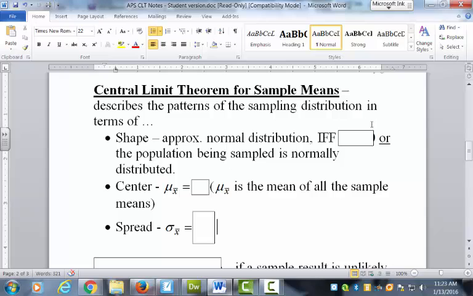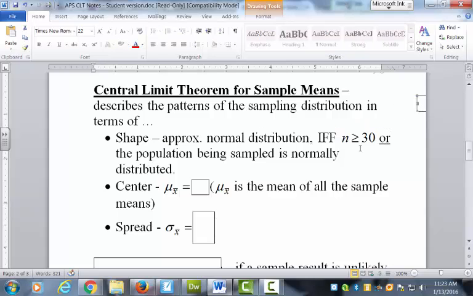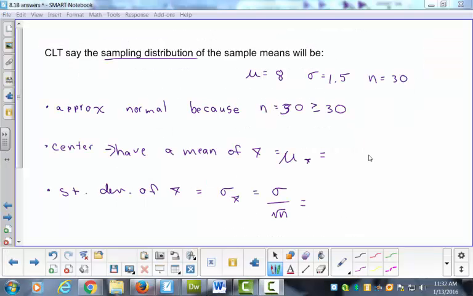So if you bring that back to your notes worksheet, central limit theorem for sample means describes the sampling distribution, so the shape is approximately normal if and only if n is at least 30, or if you're drawing from a normal population. Small samples look like their population, so your sampling distribution will still be approximately normal. The mean of all the sample means is equal to the population mean, and since the standard deviation is smaller, you know the formula: the population standard deviation divided by the square root of n.